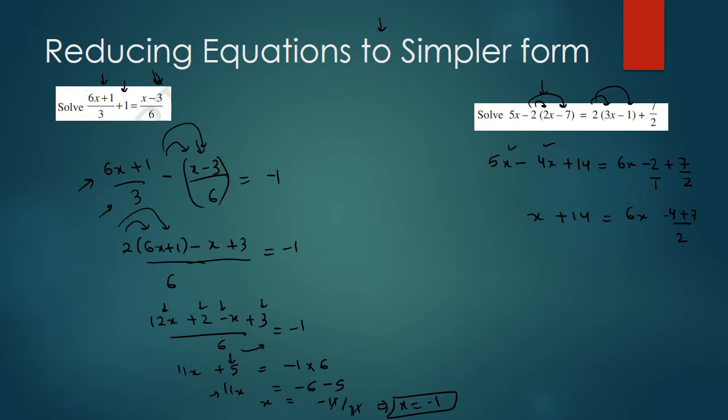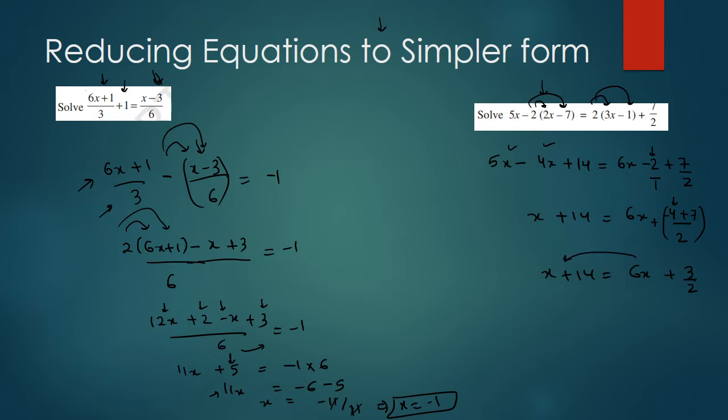This is minus, right? Correct? I can write it because minus is with only 2, not with 7. So I'm putting here a separate minus. So x plus 14 is 6x, 7 minus 4 is 3 by 2.